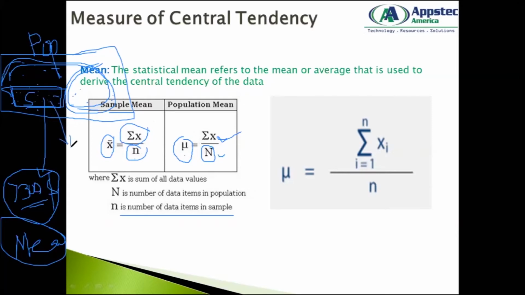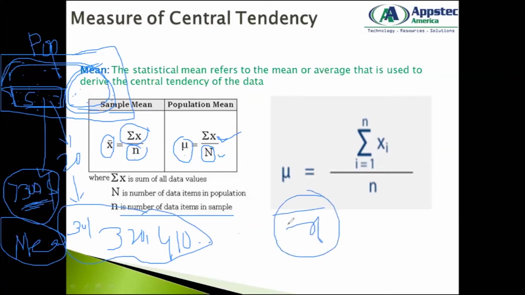So let's say in the sample, I got 20 customers who have bought more than $300 from me, and I have some value for these 20 customers. Someone would have bought $301, someone $320, someone $410, like this. I'll have 20 values. All these 20 values will be added and divided by the number of customers, which is equal to my X bar, which is nothing but the sample mean.